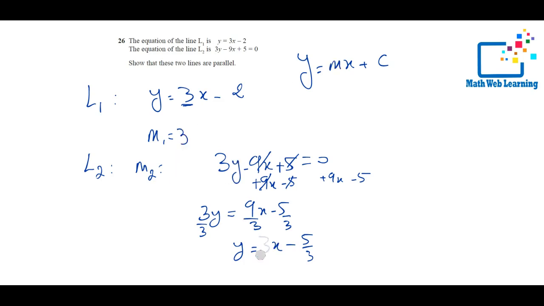Okay, now you can see M2 is equal to 3. That is that. Look, we got M1 equal to M2 equal to 3. So hence, or therefore, whatever you want to say, L1 and L2 are parallel. Done, including the working out. It says show. You need to show some working out.